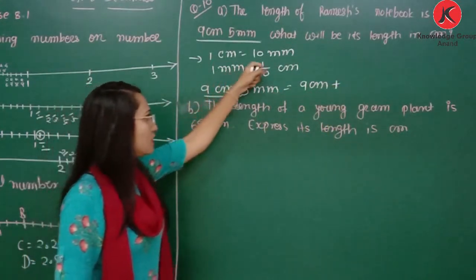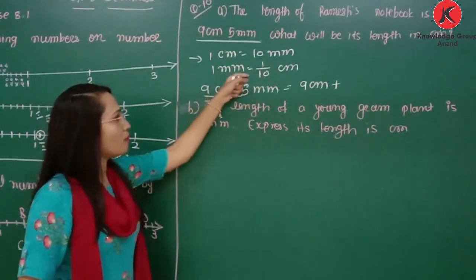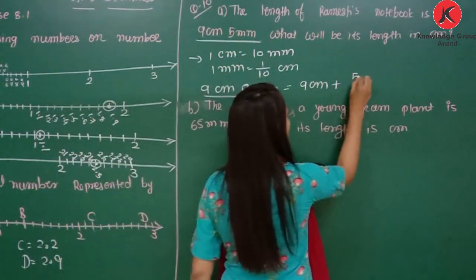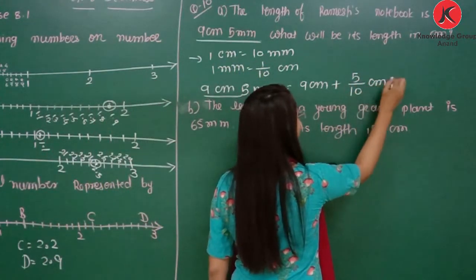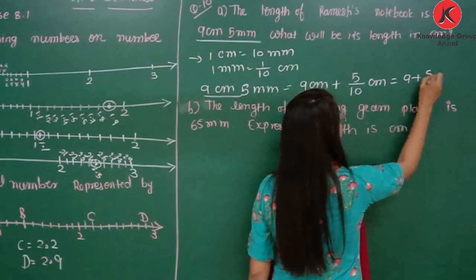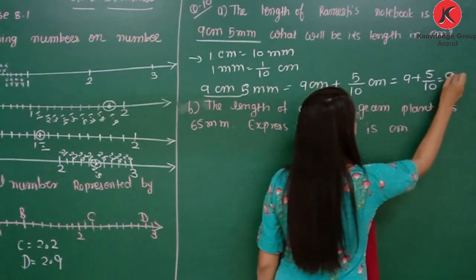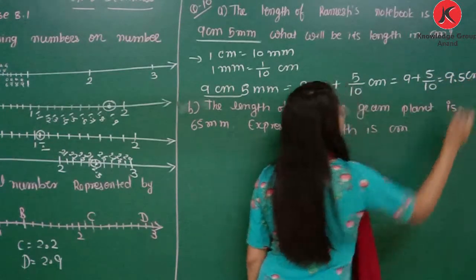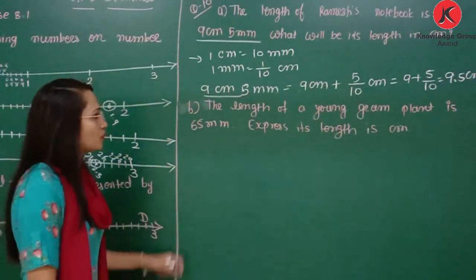1 mm is equal to 1 by 10. So 5 mm is equal to 5 by 10 centimeter. So it is 9 plus 5 by 10. So 9.5 centimeter. Clear? Now next one.